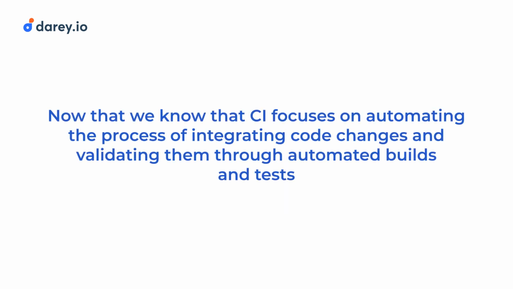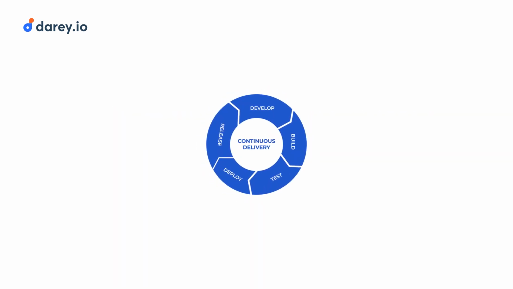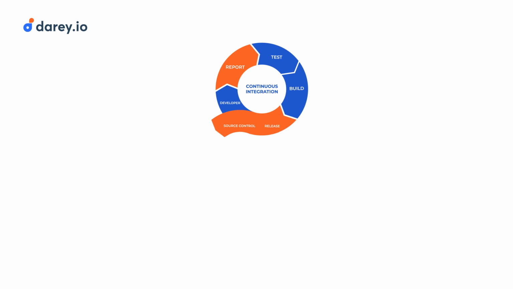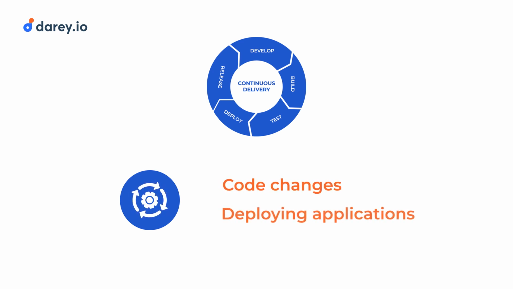Now that we know that CI focuses on automating the process of integrating code changes and validating them through automated builds and tests, it's time to delve into the next stage of the software delivery process, continuous delivery. Continuous delivery is a natural extension of continuous integration. While CI is concerned with automating the integration and validation of code changes, CD takes it a step further by automating the entire release process, from code changes to deploying applications in various environments.